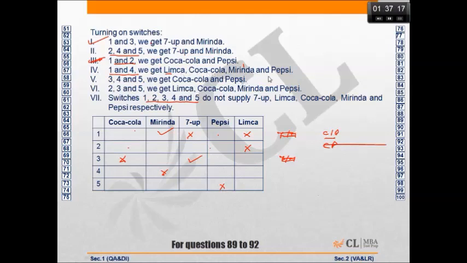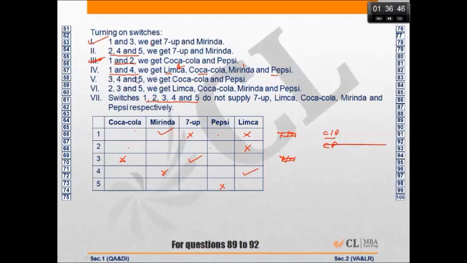Limca, Coke and Pepsi. Limca cannot come from 1, so Limca will have to come from 4. Coke and Pepsi between 1 and 4 again. So Coke and Pepsi is 1 and 4, and 1 and 2 we get Coke and Pepsi. So 1 and 4 cannot have Coke in common, because 1 and 2 I get Coke and Pepsi, and 1 and 4 again we get Coke and Pepsi.